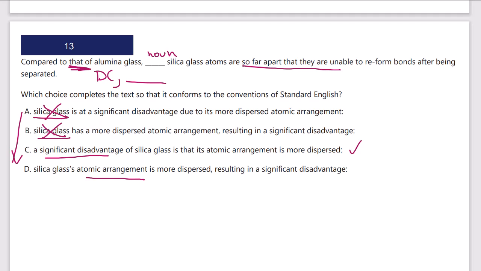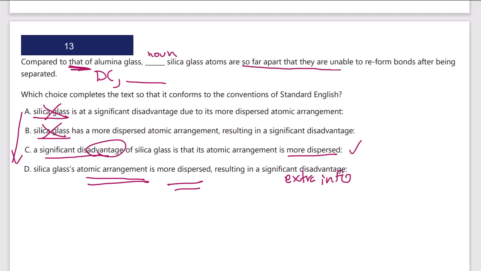So compared to the atomic arrangement of aluminum glass, the atomic arrangement of silica glass is more dispersed. That makes more sense, because a disadvantage is that it's more dispersed. No, this is more concise. This is better. Resulting in a significant disadvantage. The fact that it's a disadvantage is just kind of extra information, so it's set off here at the end parenthetically.